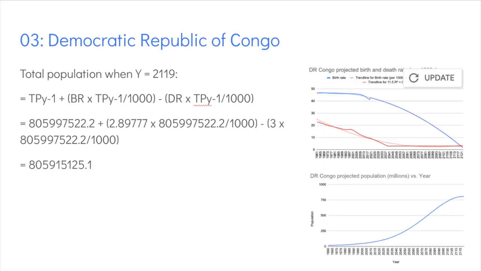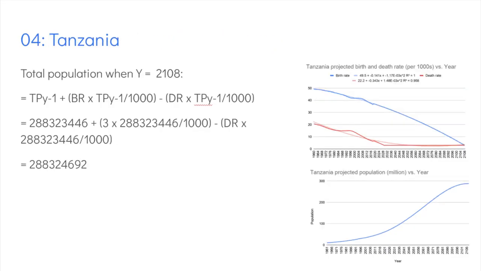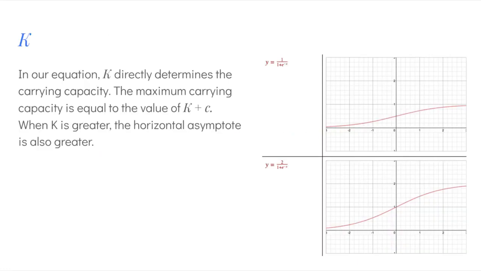For the Democratic Republic of Congo, it is predicted that their population will reach its maximum value in the year 2119, with its birth rate and death rates at around 2.9. Tanzania's population is expected to reach its maximum in the year 2108, with its birth and death rates equal at around 3.0.